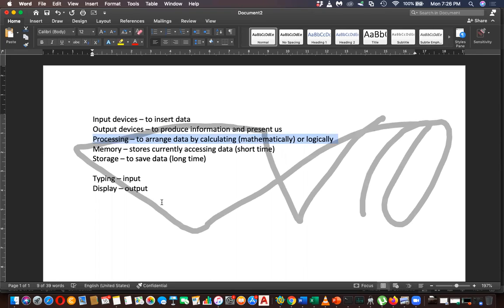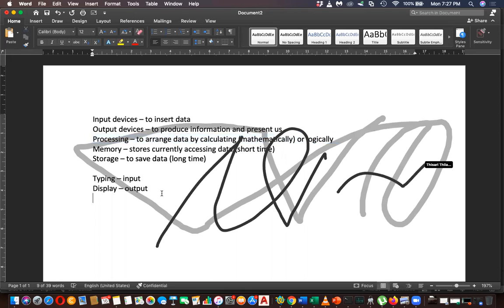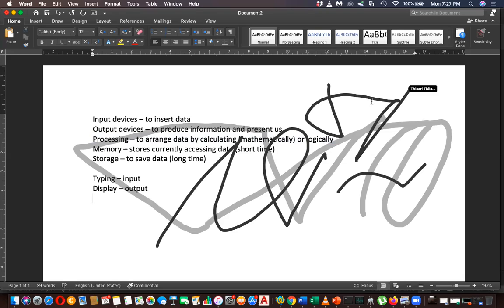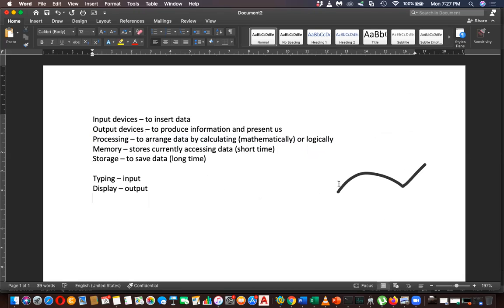Okay. Tell me the similar devices to these things. Okay, don't write on my screen, Tisari. I think you are drawing something on my screen.